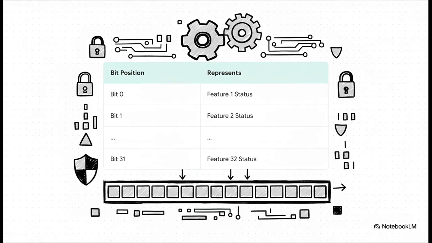And this table just illustrates the concept perfectly. Within just one counter, bit 0 can represent if feature A is on, bit 1 for feature B, and you can do that all the way up to bit 31. This is just an incredibly efficient way to manage really complex feature sets that are tied to a specific license.